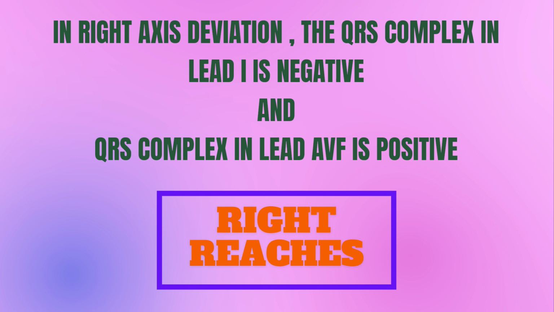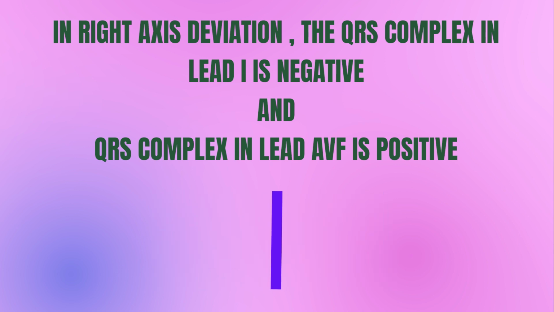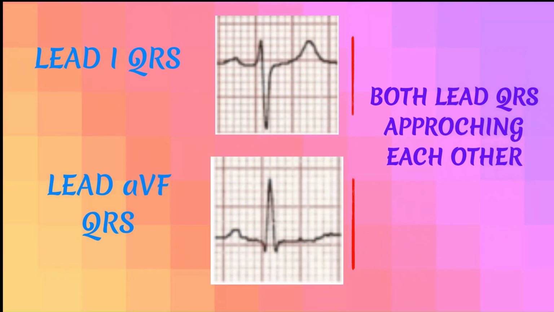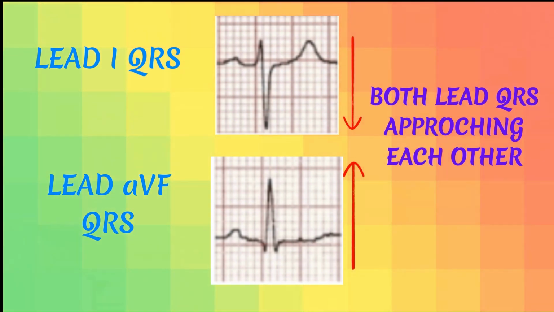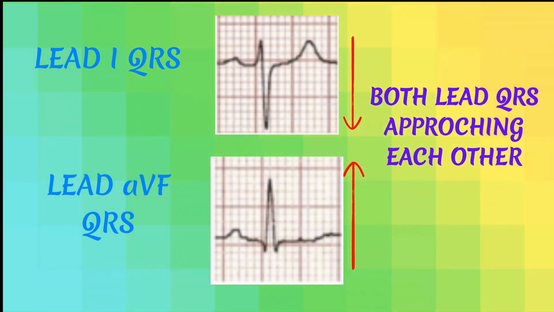lead AVF is positive. Remember the mnemonic: right reaches. Let's understand it. In this picture you can see, if we keep lead AVF exactly under lead 1, it looks like both QRS complexes are approaching or reaching each other. That's why we can remember it as right reaches.